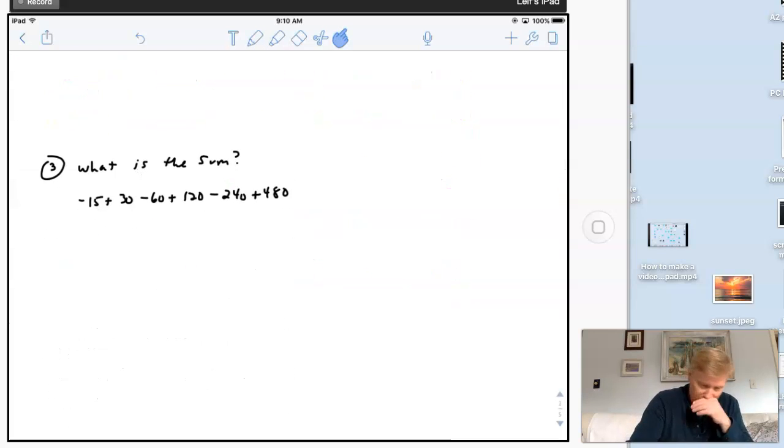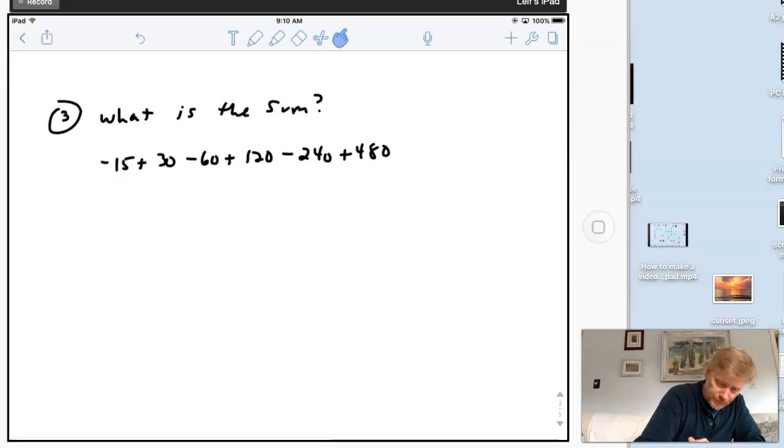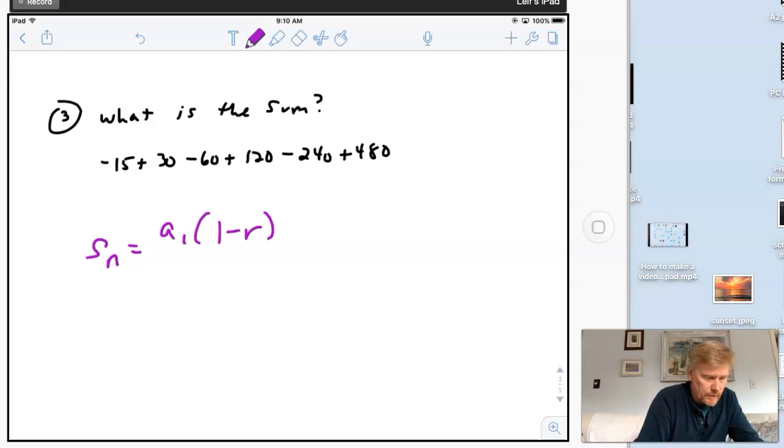What's the sum of these? I know this is only 6 numbers, and the easiest way to do this one is probably to add it up in your calculator, but let's say you're not doing it that way. Let's say I was going to do it with a formula. This formula here, S of n equals a1 times 1 minus r to the nth power over 1 minus r.